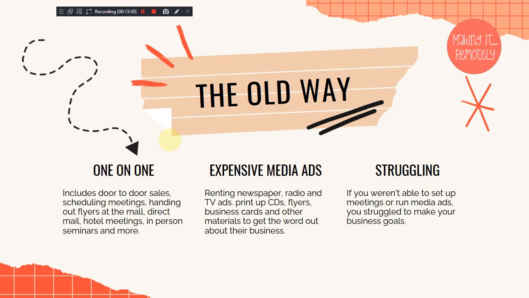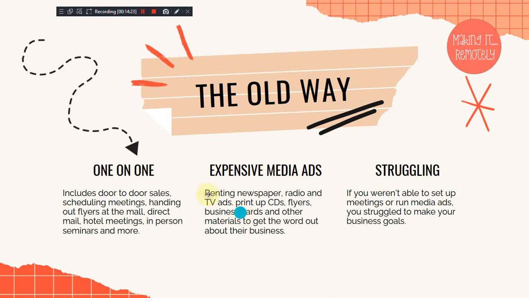The other thing that people did back in the day was they would take out expensive media ads. There were a lot of people who would just take out newspaper, radio, and TV ads. They would do things like printing up CDs and flyers. They would hand out business cards. They would rent space in hotels and invite a lot of people to a hotel meeting or whatever. And that was what they did to get the word out about their business.